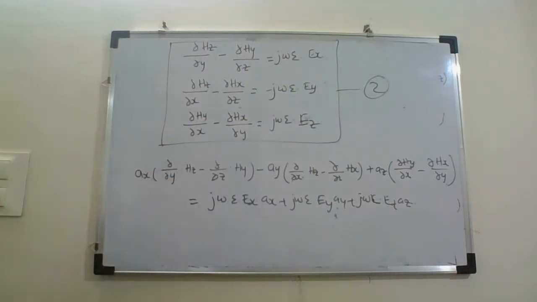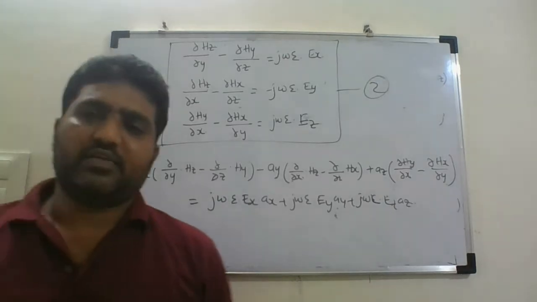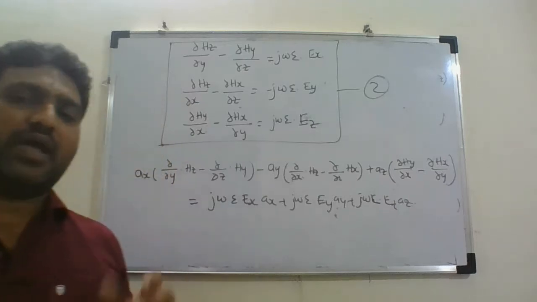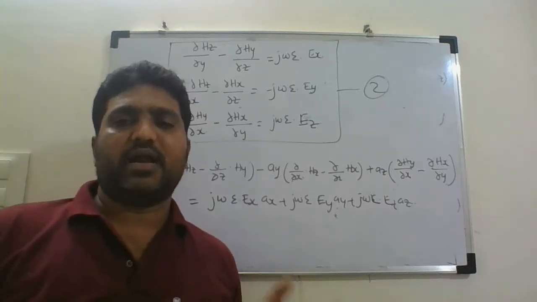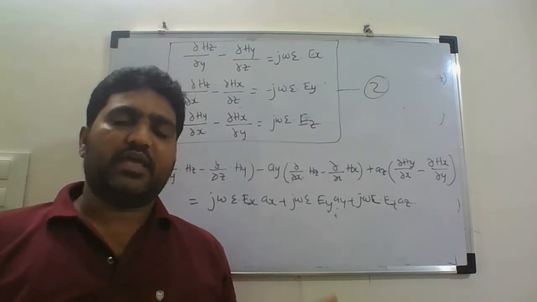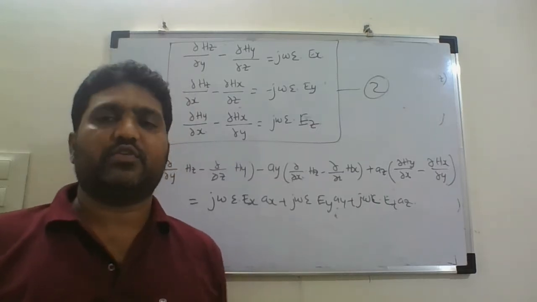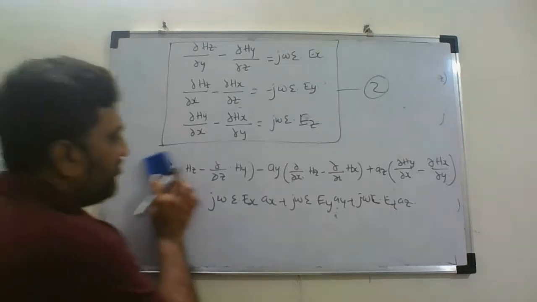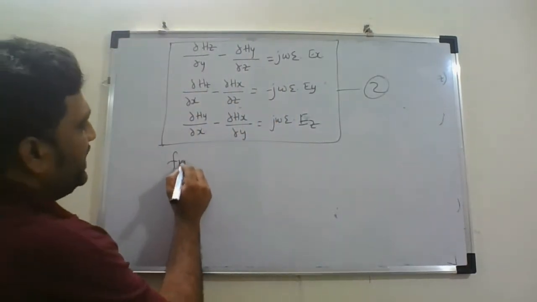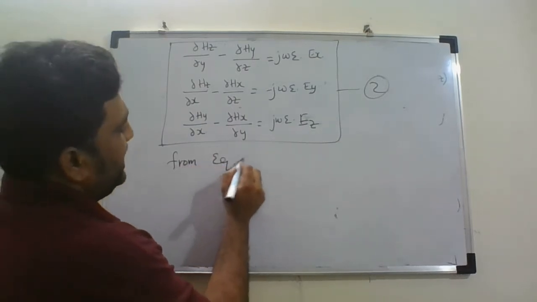Okay, right. Till this, I think it is clear. So I have taken the two Maxwell's equations, and from those two equations I have substituted E bar and H bar in both cases, and separated the ax terms, ay terms, and az terms. Now from the first equation, from equation 1, let us take equation 1.